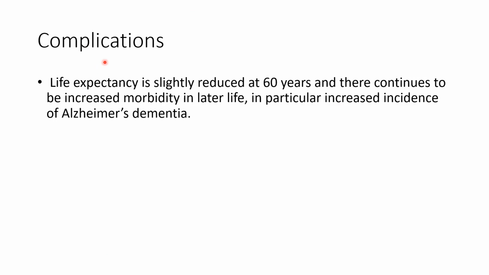So let's look at the complications. We can have a life expectancy that is slightly reduced at 60 years, and there continues to be increased morbidity in later life. In particular, increased incidence of Alzheimer's dementia. Of course we can even add other complications, or other associated conditions, such as hypothyroidism and whatnot, like Hirschsprung's disease.